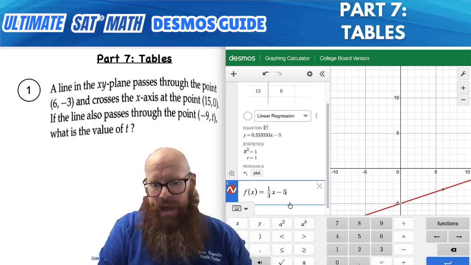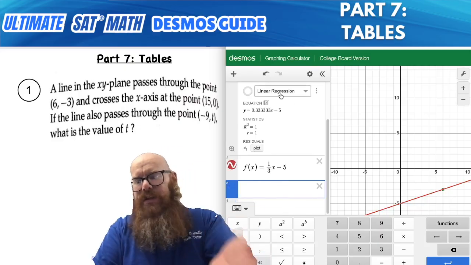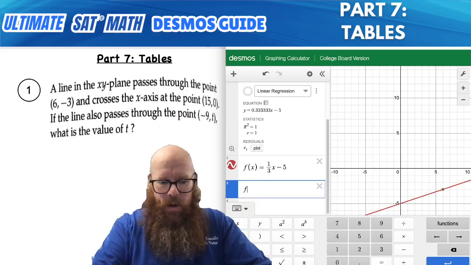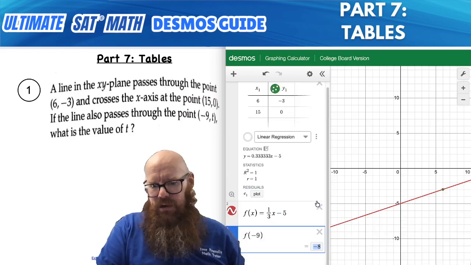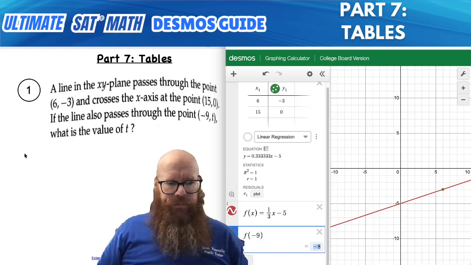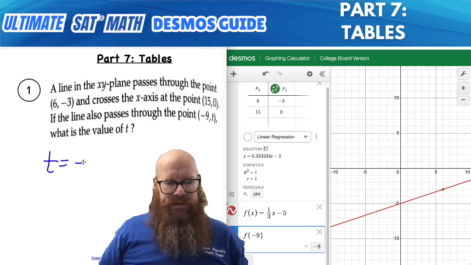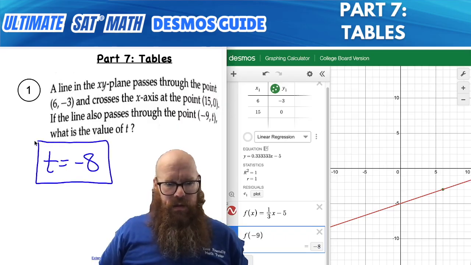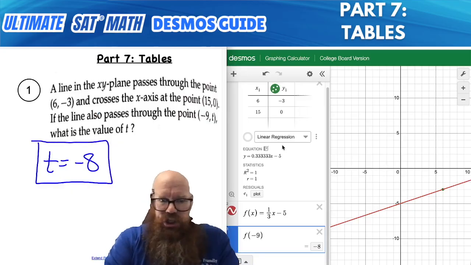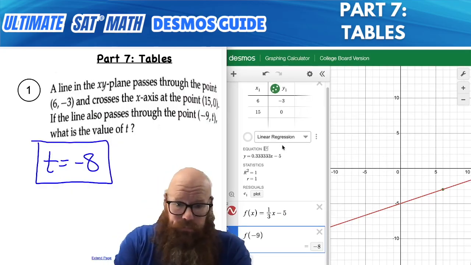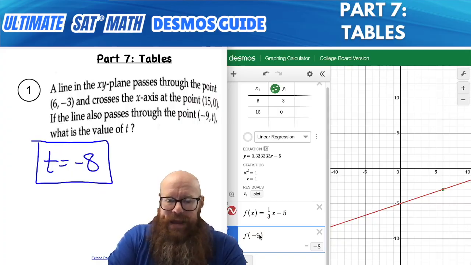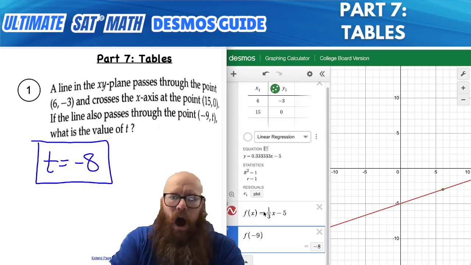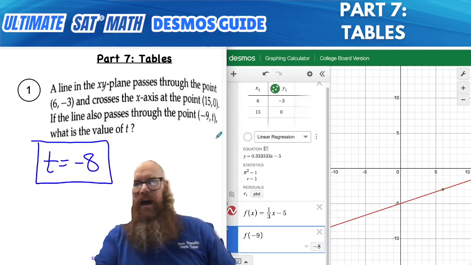But I really don't care about that line now. I just want to know what the output is when the input is -9. So I'm going to go f of -9, and it's going to tell me that the answer is -8. So the value of t is -8. So that's how I can use Desmos solely for every part of this problem. And again, if you want to evaluate it at a value, that's why I had to call it a function, f of x, instead of just y, because I knew I wanted to plug in -9 to get the output.